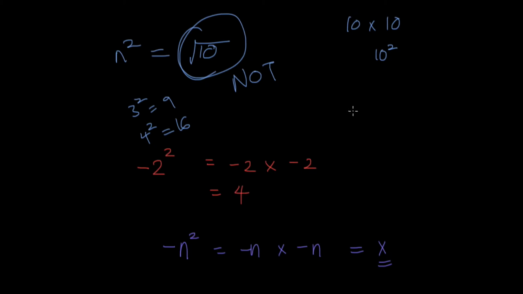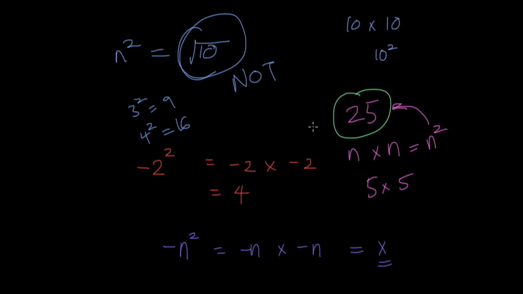But what if I had 25? What number times that number, squared, gives me 25? And we do get a whole number. We get 5 times 5 gives me 25. And since 5 is a whole number, we can say that 25 is a perfect square. So when you have n squared, if that n is a whole number, then you get a perfect square.